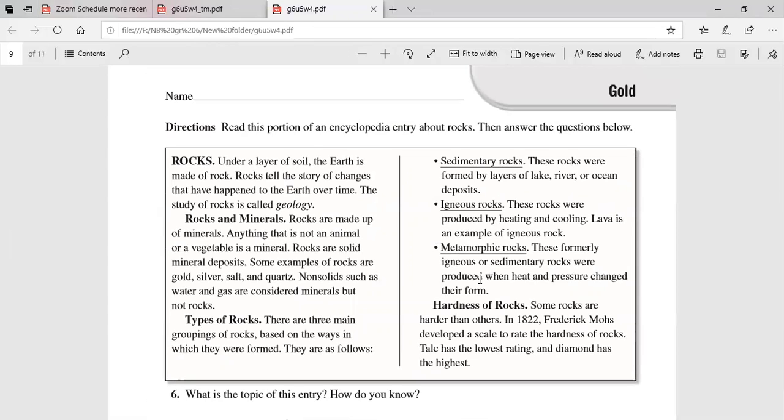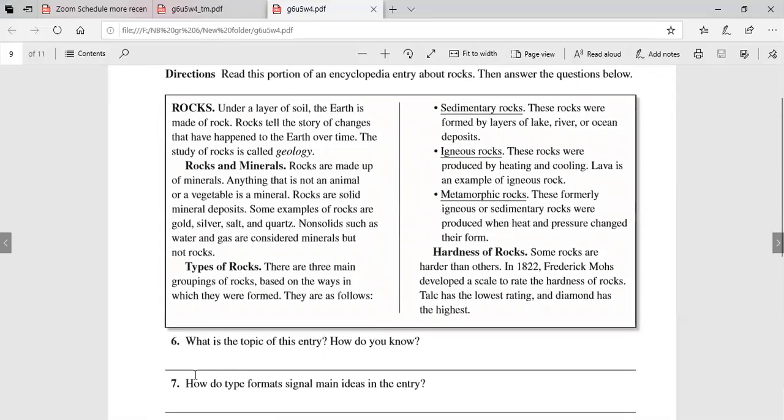In this case, it says, read this portion of an encyclopedia entry about rocks, then answer the questions below. As I said, it is good to read the entry, then come to the questions. But to save time, maybe in an exam, you read the question first before going for your answers. So I prefer the latter. So number 6, what is the topic of this entry? How do you know?